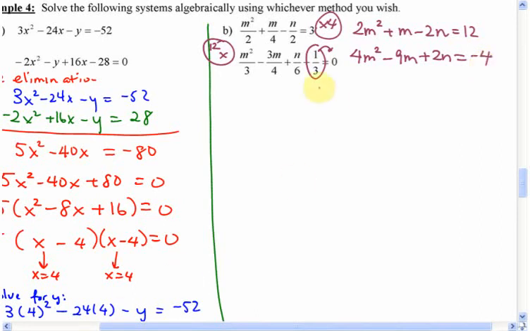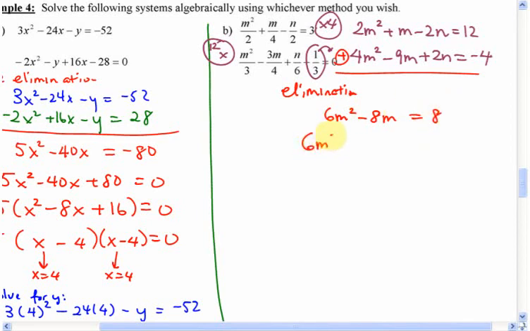This is nice. I will use elimination once again because I can definitely eliminate n right away. So I'm going to add the equations together. That gives us 6m squared. m plus negative 9 is negative 8m. And this equals, I believe, 8. Move everything to one side. Lots of factoring again. Maybe I'll factor out the factor of 2: 3m squared minus 4m minus 4.